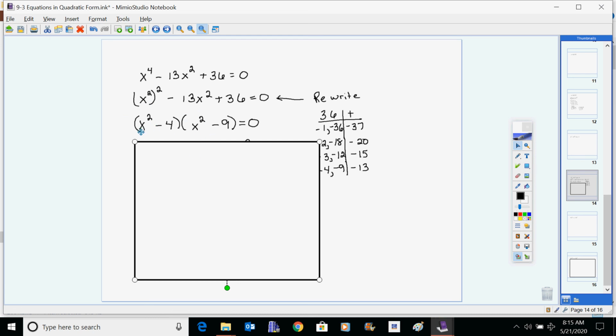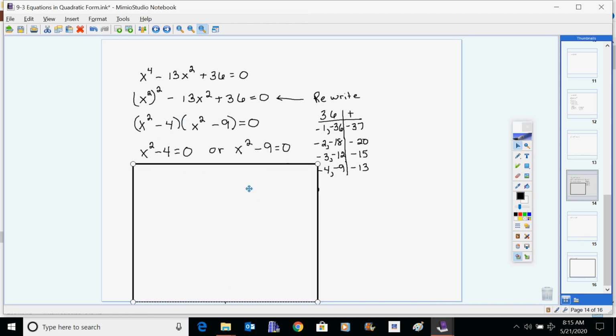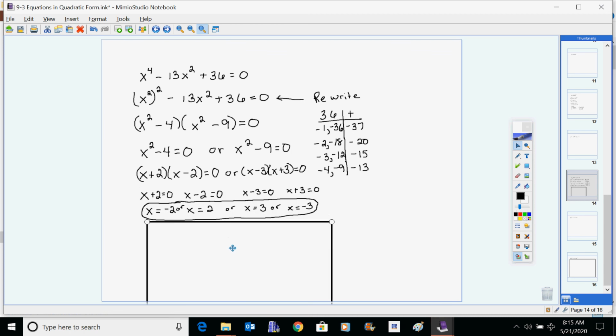Now, interestingly enough, these two both come out to be difference of two squares. So this one will be x plus 2, x minus 2, and this one will be x plus 3, x minus 3. Or we can go ahead and set it equal to 0 first and then do what I just said. So we have x equals -2 or x equals 2, x equals 3 or x equals -3. You have 4 answers to this problem.